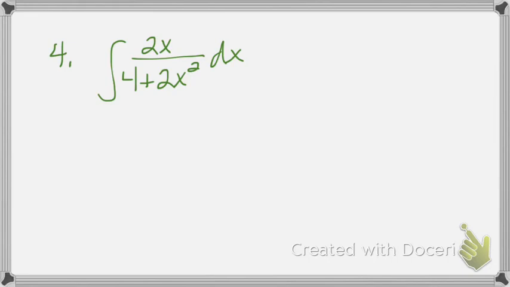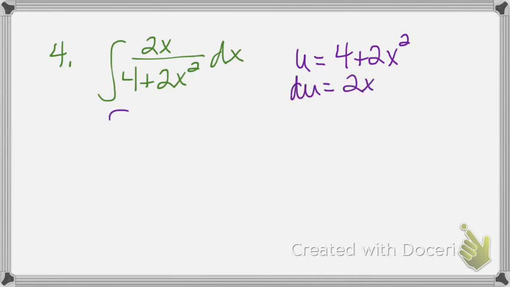This one looks like it could be an arctan kind of problem, but I have a 2x on the top. So this problem is just a plain old u substitution problem. I wanted to throw in there to let you know, just because it looks like it might be arctan doesn't mean that it has to be. We can let u be 4 plus 2x squared. du is 2x. Everything's there like we want it to be.